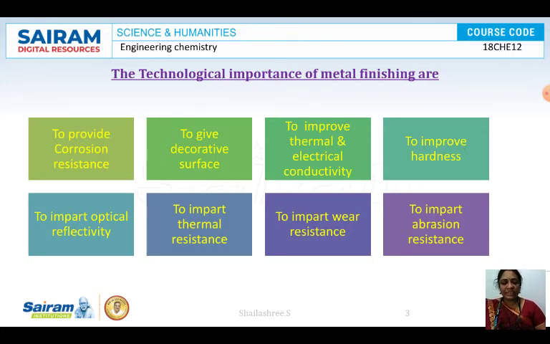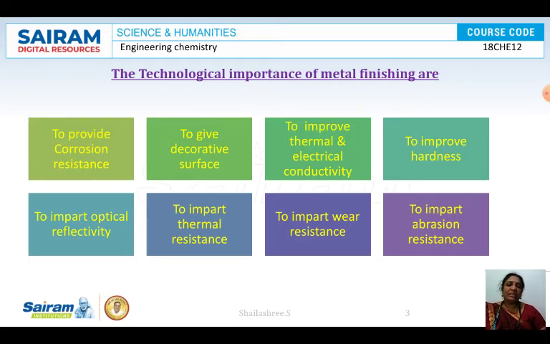Okay, the scratch will not happen if the abrasion resistance is good. So to impart the abrasion resistance also, metal finishing is done. The technological importance of metal finishing, a few are given here: to provide corrosion resistance, to give a decorative surface, to improve the thermal and electrical conductivity, to improve the hardness, to improve the optical reflectivity, to impart thermal resistance, to impart wear resistance, and to impart abrasion resistance.